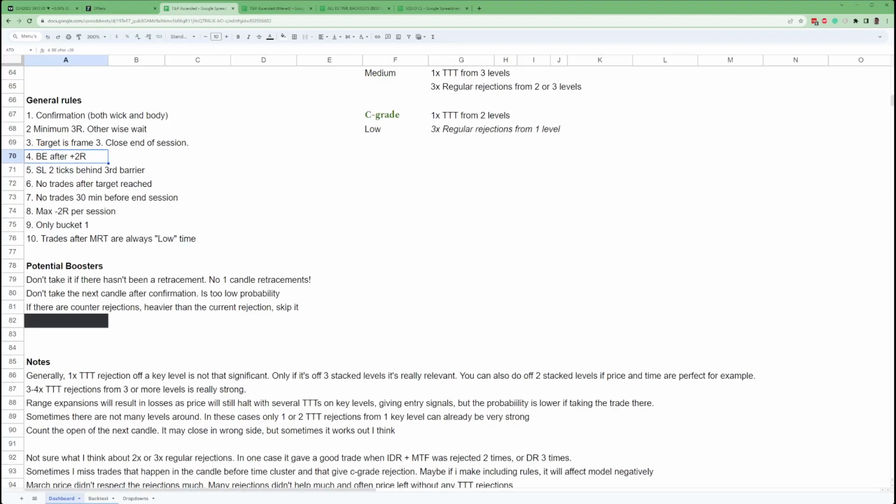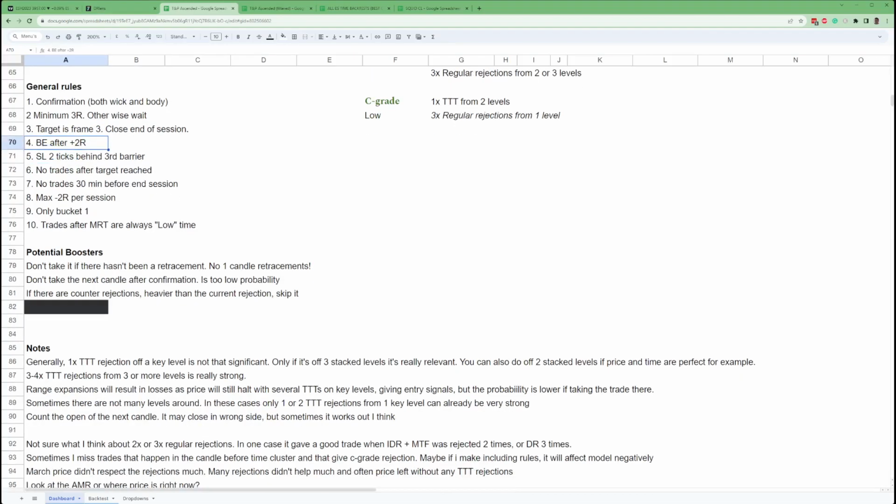We go to break even after plus 2R, which is very important, because a big part of the strategy is that you're going to catch the tops and the bottoms. And that gives you a very big advantage, in that you can very quickly go to break even. Generally with this strategy, because we're going for a very high target, you're not going to get a lot of wins. So most of your trades will get stopped out. And the break-even rule, I think, is very important, because 20% or so of your entire trades will be at break even.